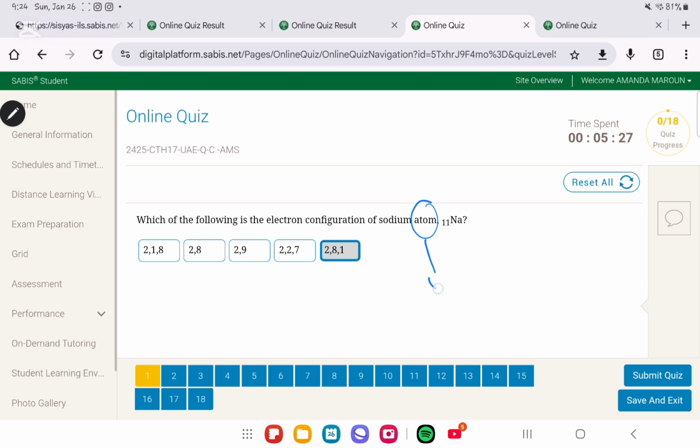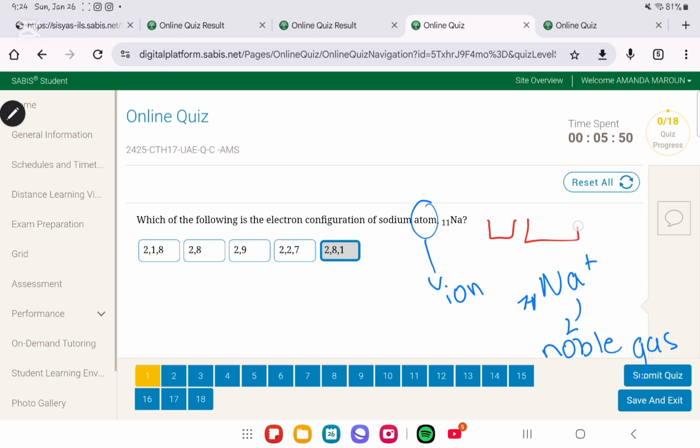However, if they asked about the sodium ion, we would be dealing with Na+, so 11 Na+. Okay, so it means it has reached the noble gas configuration. So that means it should have 8 valence electrons. So when we are dealing with it, here 2, 8, 8, 2, it must have exactly 8 valence electrons. So originally the atom is 2, 8, 1. It is easier to lose 1 electron than to gain 7. So then the electron configuration of the sodium ion is 2, 8.